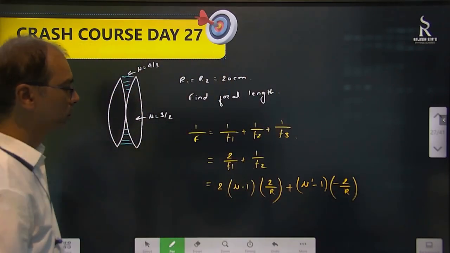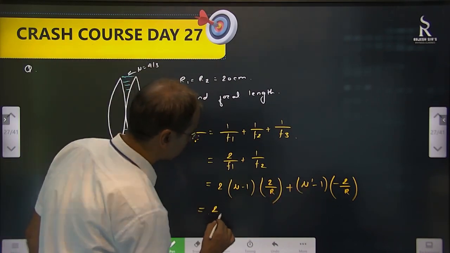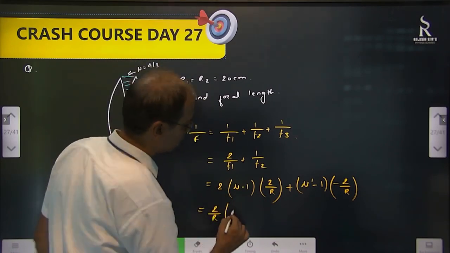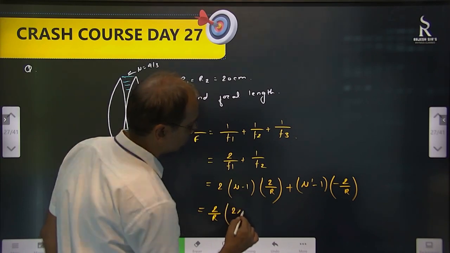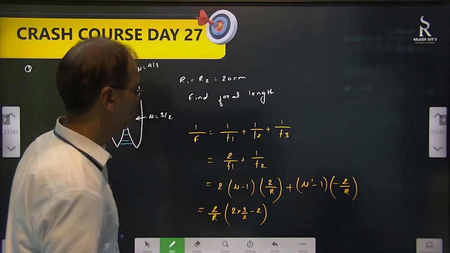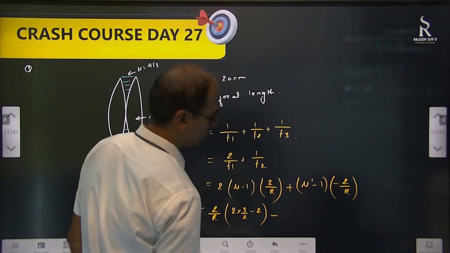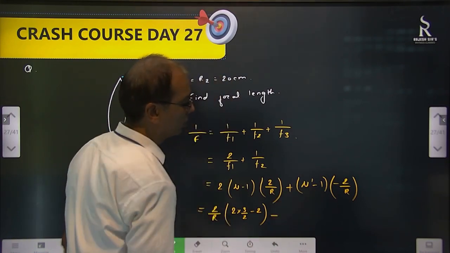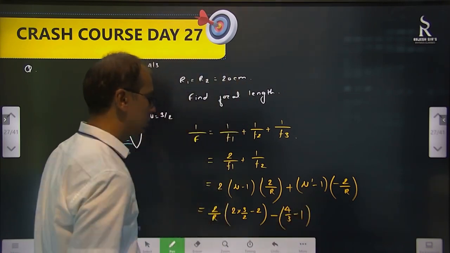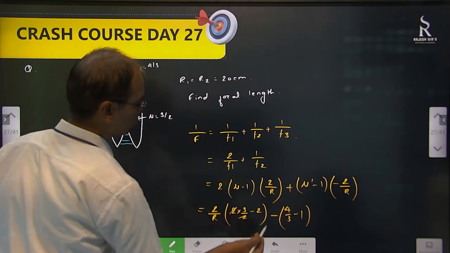Okay, put the value. Anything we can take common. 2 by R is coming common. So take it. Okay, 2 by R is common. Now what is 2 mu minus 1? So 2 mu minus 2. 2 into 3 by 2 minus 2. Now here plus or minus because of this minus. Mu dash is 4 by 3 minus. Okay, so here is 2 and 2 gets cancelled. 3 minus 2 is 1.